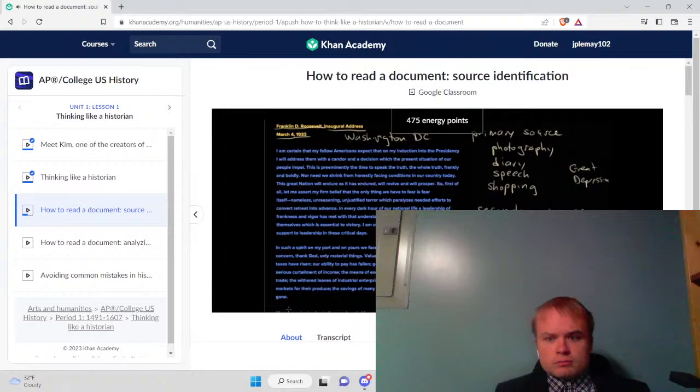So let's get into a little bit more of the specifics. What is he actually talking about in this speech? Well, if we look at the speech, you can see that he's acknowledging that things are bad, right? So he keeps talking about how it's time to speak the truth. We'll address the American people with candor. It is time to speak the truth, the whole truth, frankly and boldly. We will not shrink from honestly facing conditions in the country today.